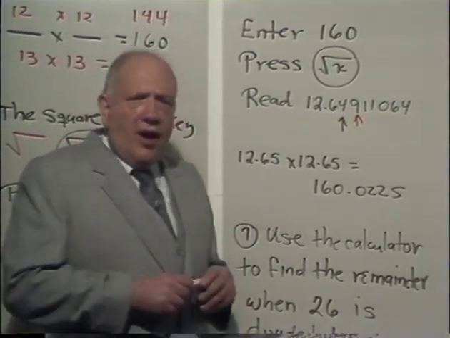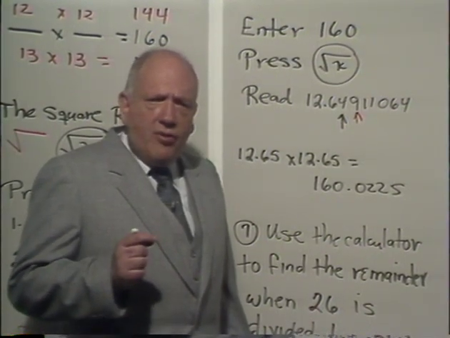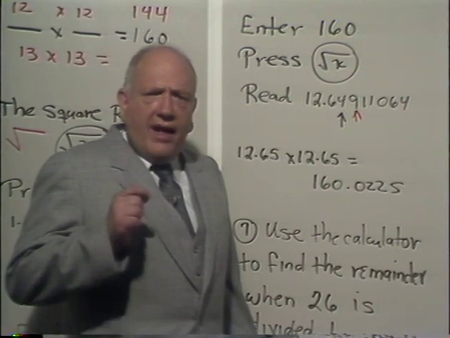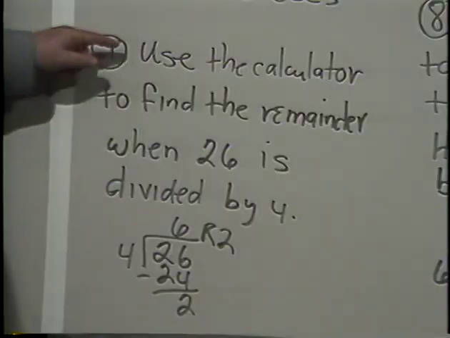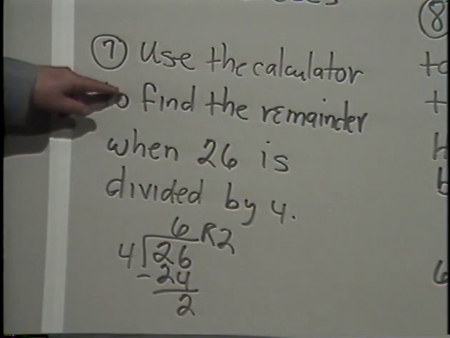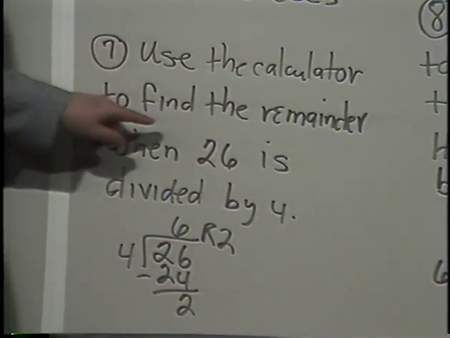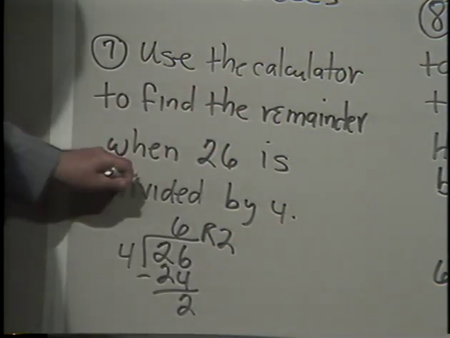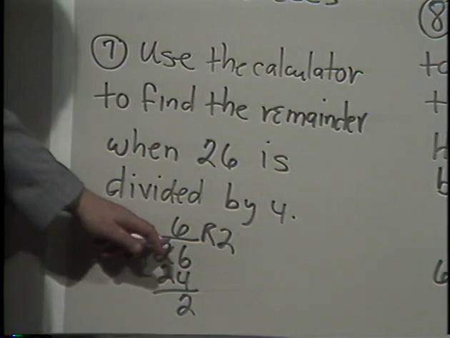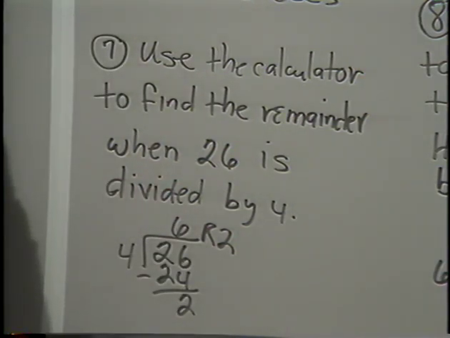Now, the other thing a calculator doesn't do for you is help you find remainders. Sometimes you have to learn to understand that every answer on the calculator is given in decimal form. Let's take an easy problem just so I can explain the concept, one that you don't need the calculator for. It says use the calculator to find the remainder when 26 is divided by 4. Well, that's a pretty simple problem. 4 goes into 26 6 times with a remainder of 2. The remainder is 2, isn't it?